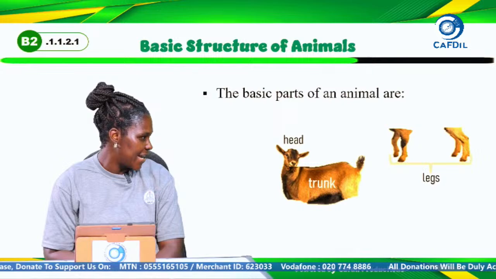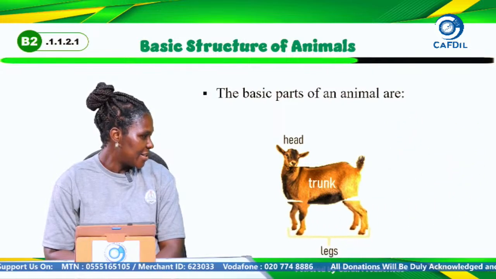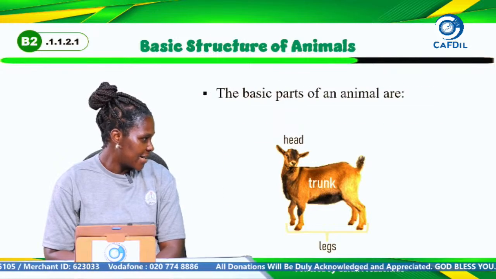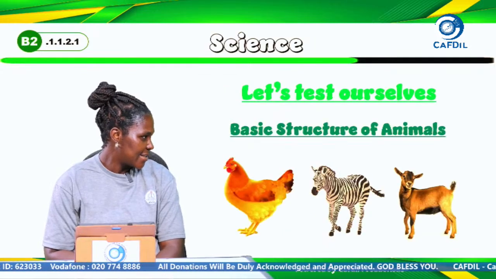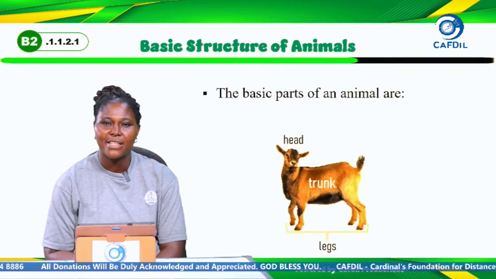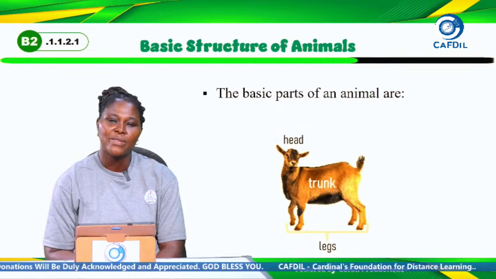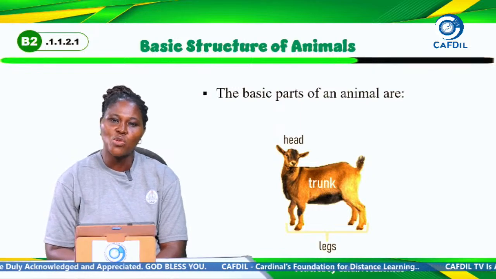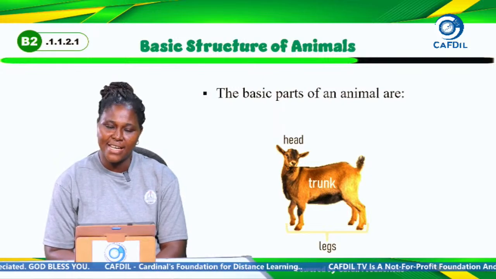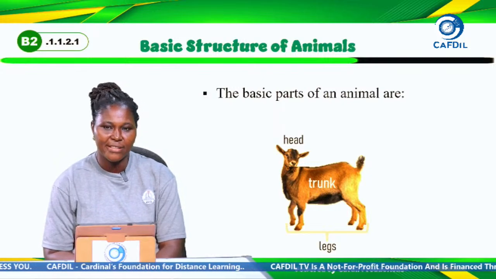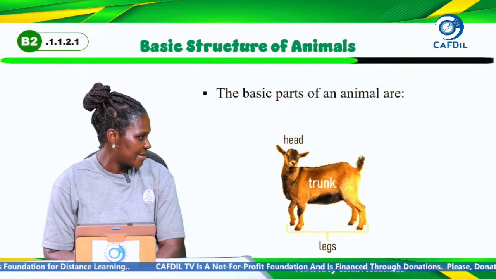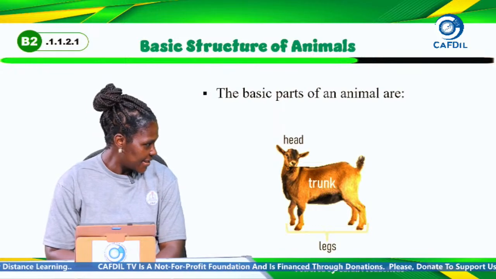So let's look at the head. The trunk is there and the legs. The head, the trunk, and the legs. Good. And we also saw that some animals have 4 limbs. Some have 2. Some have 8 and 10. Good. They have got it. So those are the basic parts of animals as we have learned.